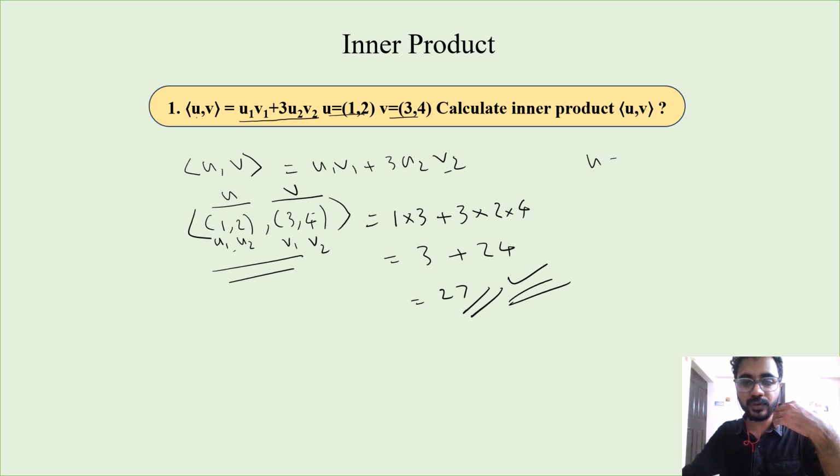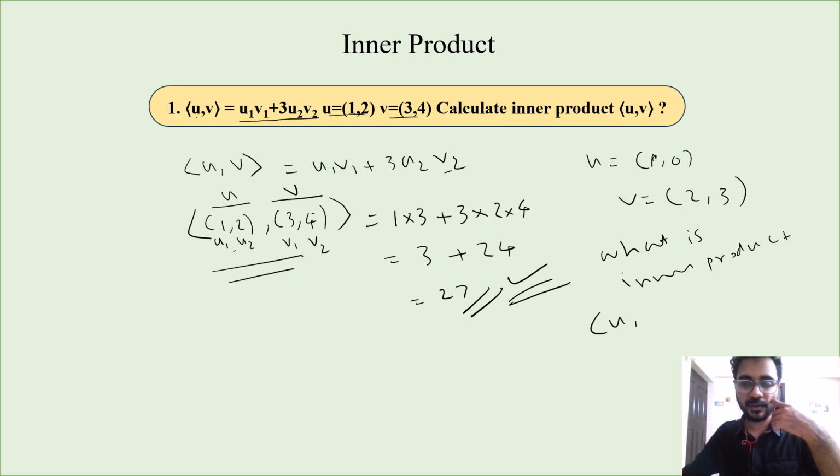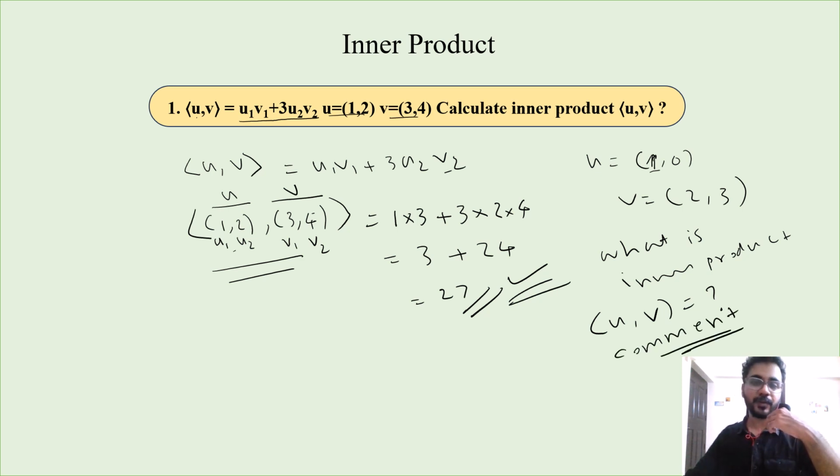Suppose u is 1, 0 and v is 2, 3. What is the inner product? Comment your answers. For this u and v, what is the value of inner product u comma v? Comment.